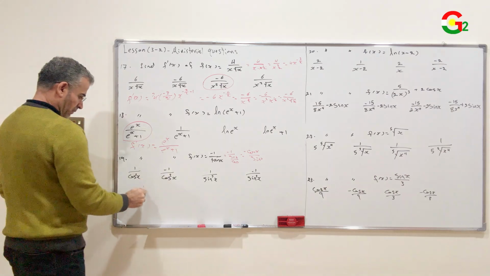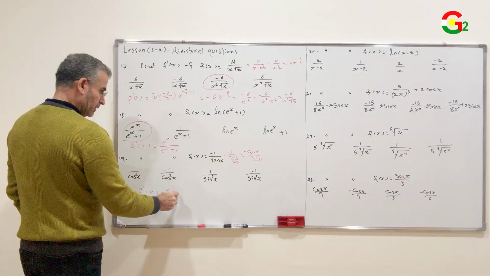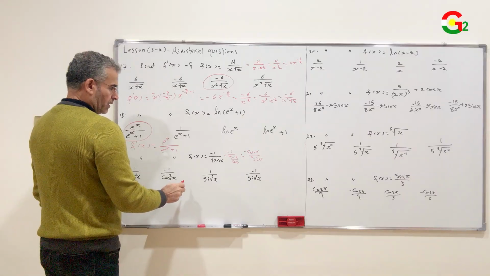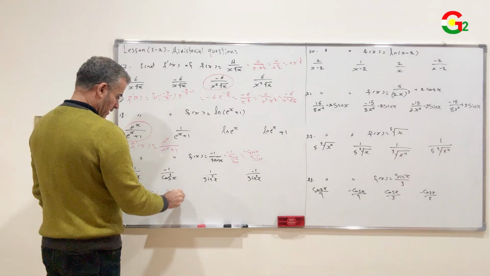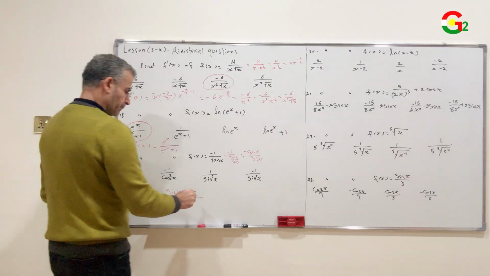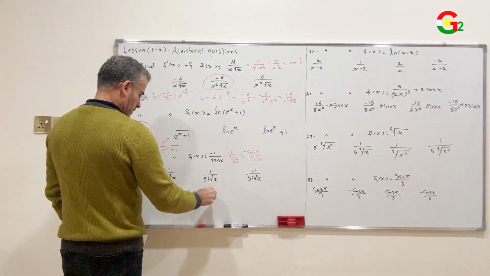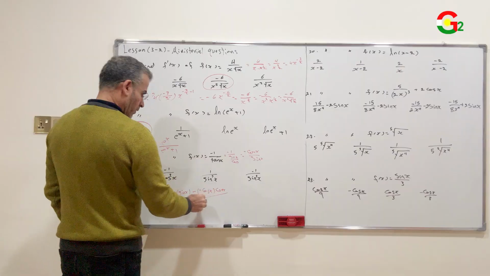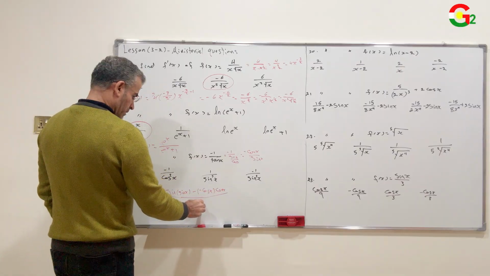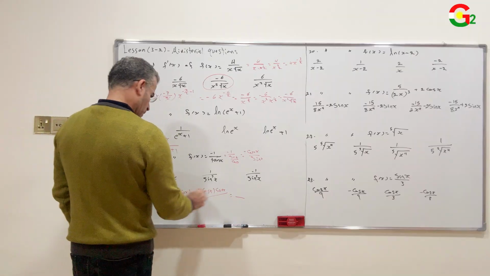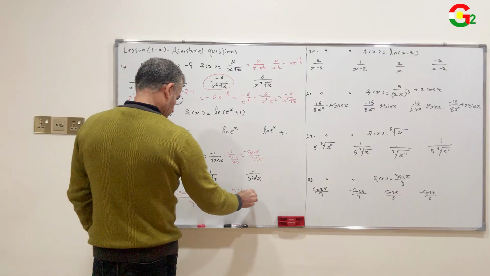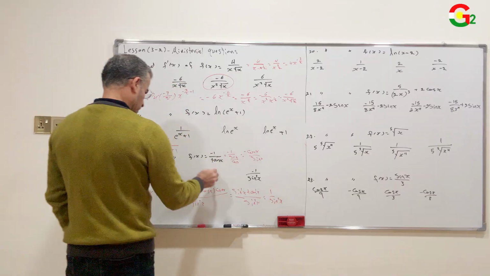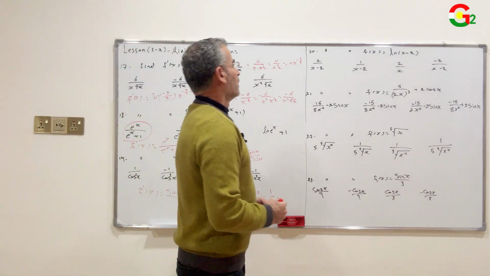Now, f prime of x equal to sine x times the derivative of negative cosine x, it is negative times negative sine x, it is sine x, minus the negative cosine x times the derivative of sine x, it is cosine x, over sine square x, equal to sine square x plus cosine square x over sine square x, equal to 1 over sine square x. Choice C.